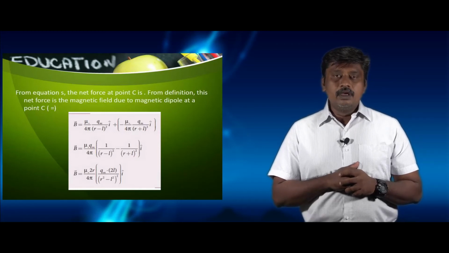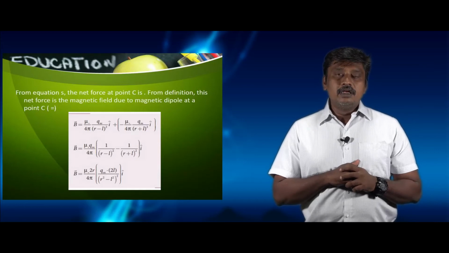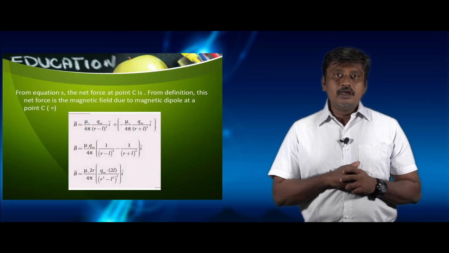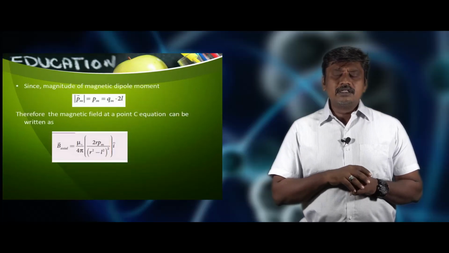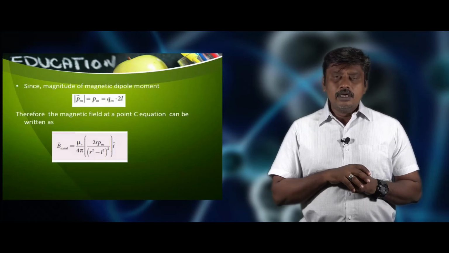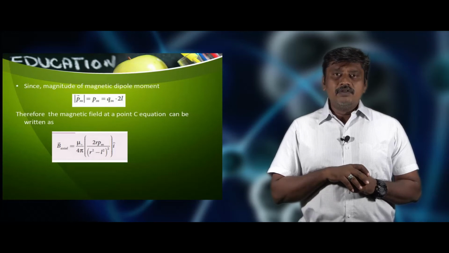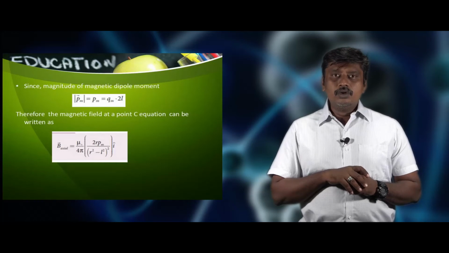As the next step, the distance of the point along the axial line of the dipole from the midpoint of the bar magnet is much larger than the distance between the two poles. That's why we can eliminate the L. So we write this as F is equal to mu naught into 2R divided by 4 pi into Pm by R power 4. If we simplify that, finally we get F is equal to mu naught into 2 Pm divided by 4 pi R cube.